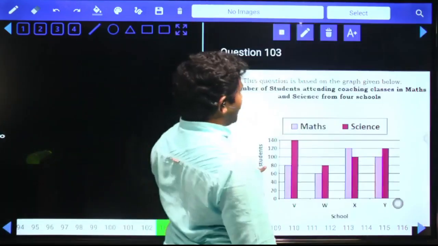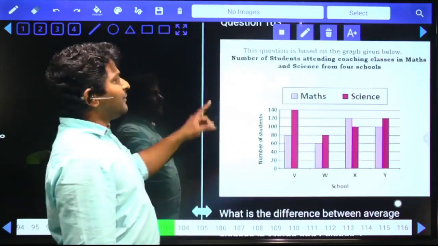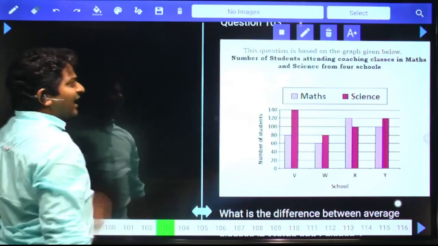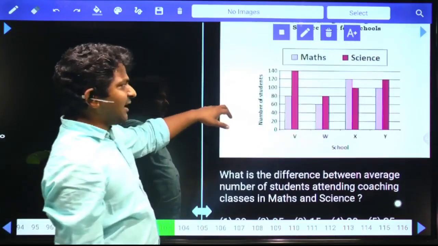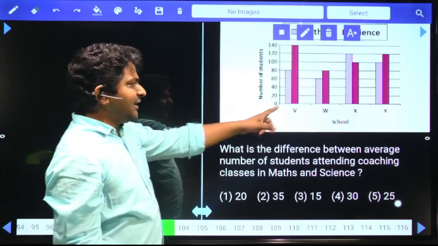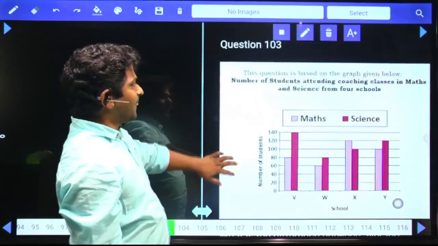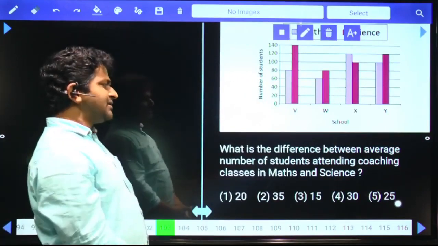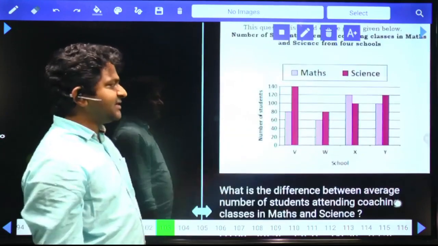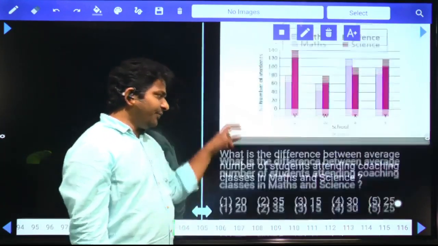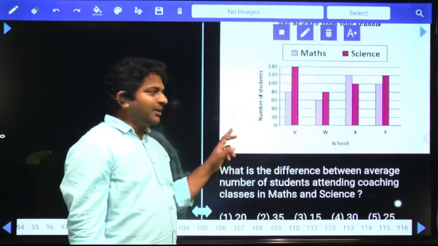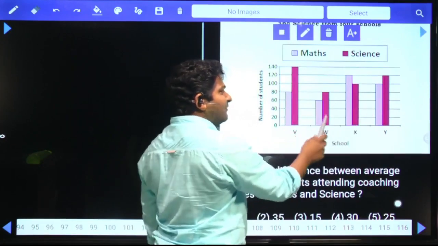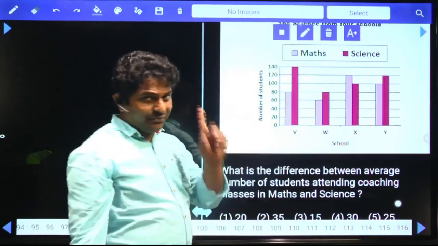This is another one. Data analysis. Number of students attending coaching classes in maths and science from 4 schools, V, W, X, Y. What is the difference between the average number of students attending coaching classes in maths and science? For the difference between averages, we have to first calculate the average students in maths and the average students in science, and then go for the difference.